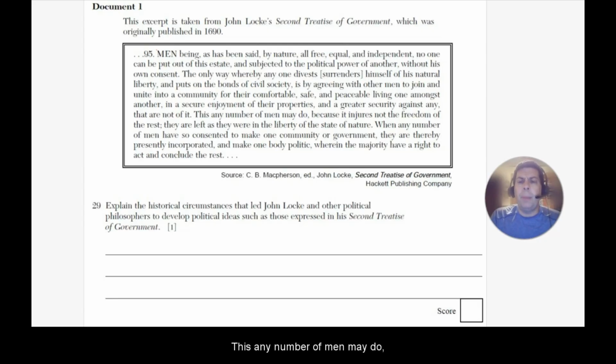This any number of men may do, because it injures not the freedom of the rest. They are left as they were in the liberty of the state of nature. When any number of men have so consented to make one community or government, they are thereby presently incorporated and make one body politic, wherein the majority have a right to act and conclude the rest.